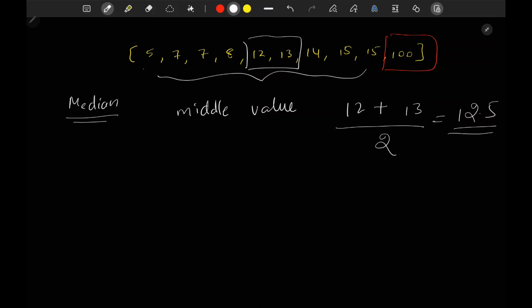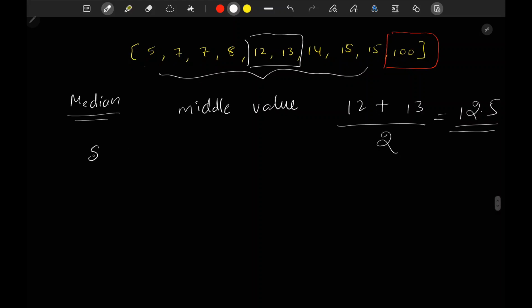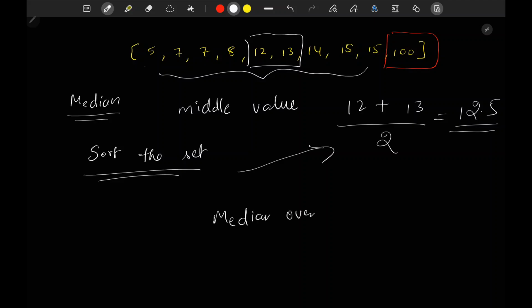Before calculating the median, first we need to sort the set. We need to sort the set, then we need to find this middle value. That is a very important interview question that can be asked by many companies. That is why we need to use median over mean.